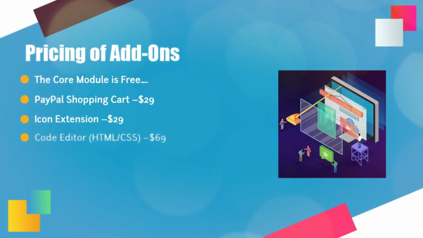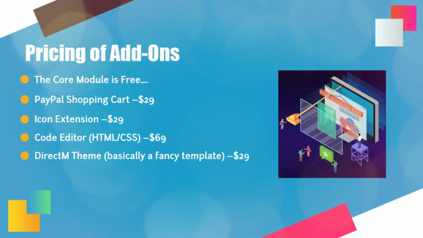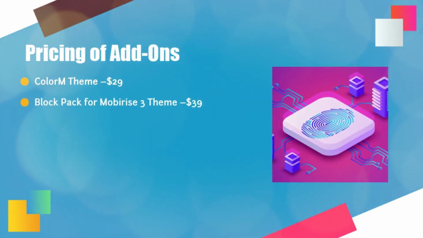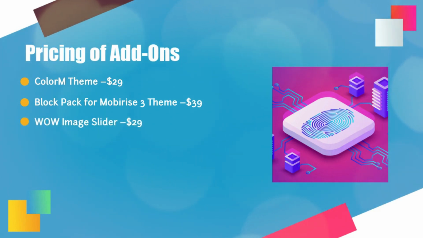And then if you really want to get into the code, if you just feel like, well, I want to get behind the code, I want to know how this works, you can do that. There's a code editor. There are some other themes, some themes that they give you, DirectM, SpaceM, ColorM, other things like that. Then they've got a block of 3, and then they give you an image slider. So again, all of these things are extra. You don't have to have them, and you're going to see that here with Mobirise.